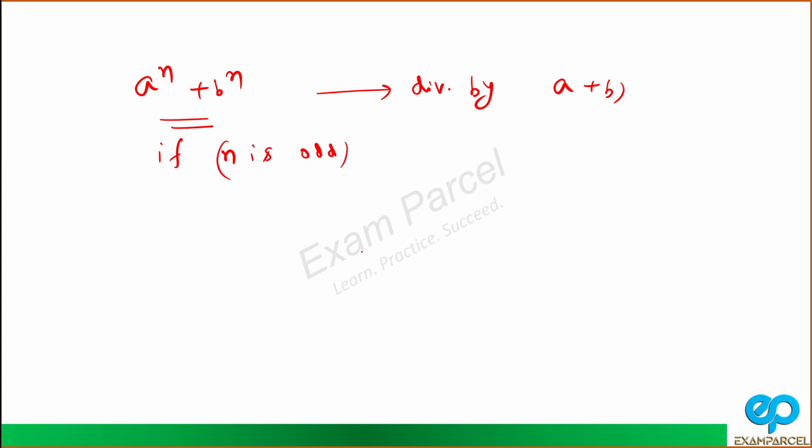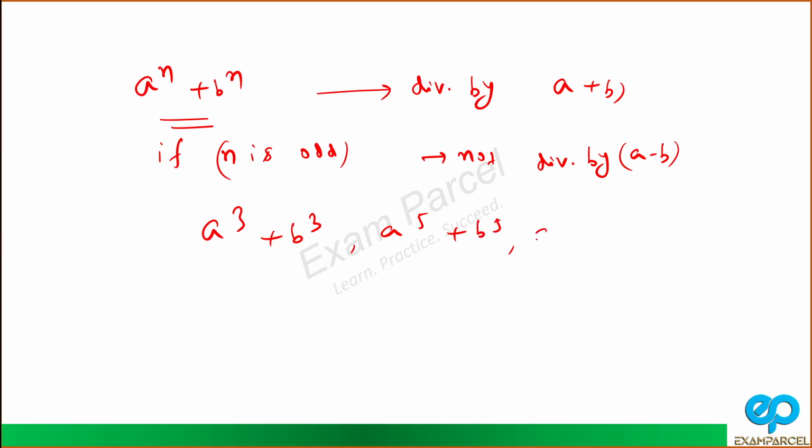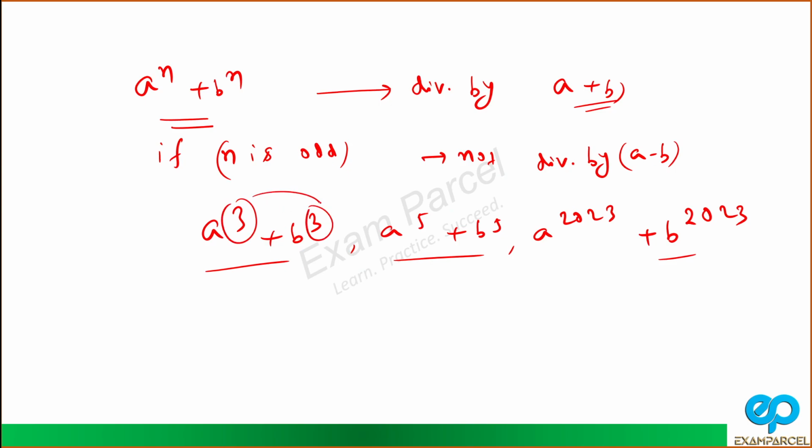So let's say when we discuss a raised power n plus b raised power n, this is divisible by a plus b if n is odd. But this is not divisible by a minus b. So for example, a cube plus b cube, a raised power 5 plus b raised power 5, a raised power 2023 plus b raised power 2023. All these expressions are divisible by a plus b. Why? Because the powers are odd and they are the same. Please note that these powers have to be the same and they have to be odd. Then this will be divisible by a plus b.